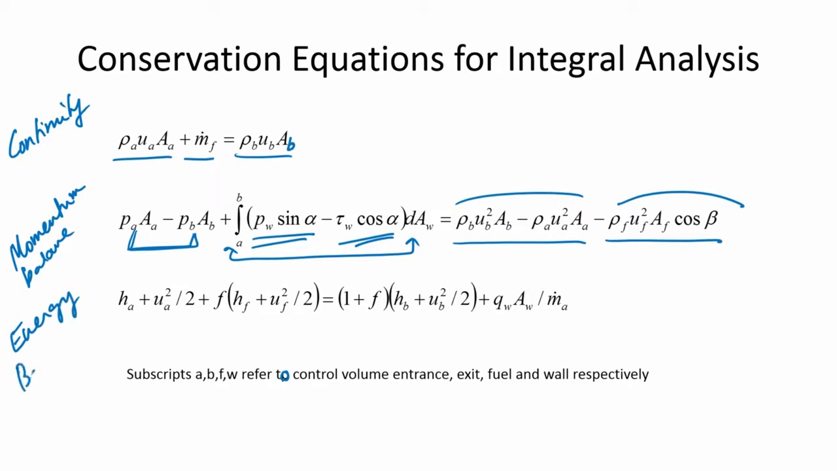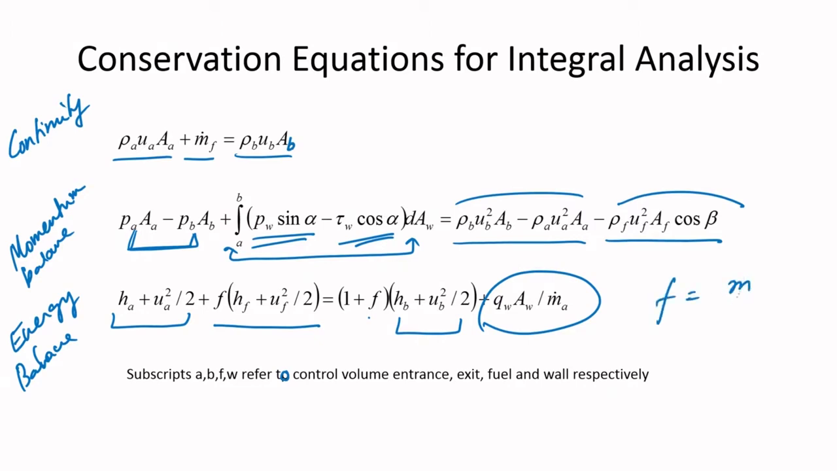And then of course you have to use the energy balance, where this is the stagnation enthalpy at station A, and this is essentially the stagnation enthalpy at station B. Of course, the fuel mass fraction needs to be added, and this is the fuel stagnation enthalpy, where F is the fuel to air ratio, and of course this is the heat addition, because of the additional enthalpy that the fuel brings in with itself. So F is essentially m dot f by m dot a, that is, the fuel to air mass flow rate ratio.